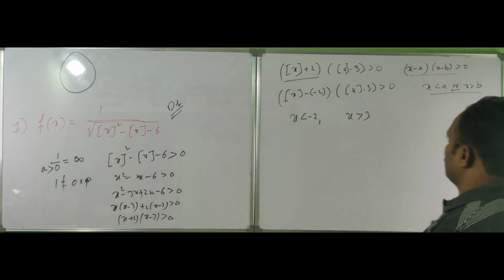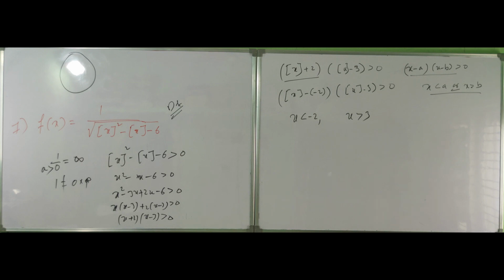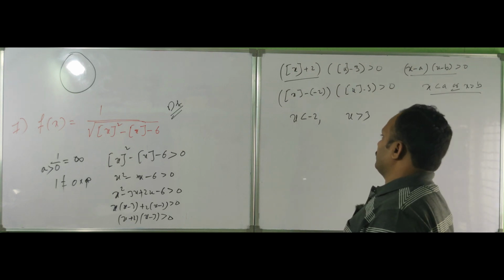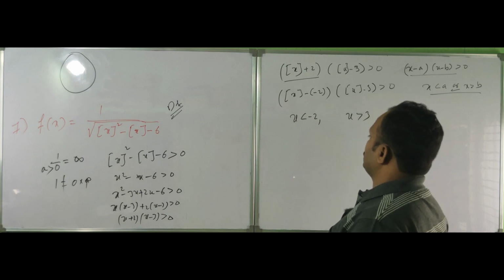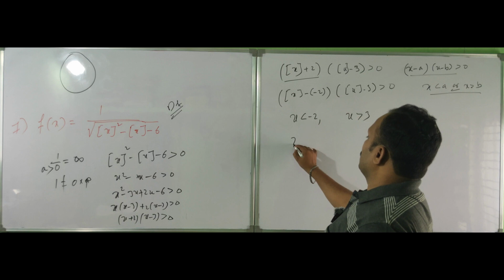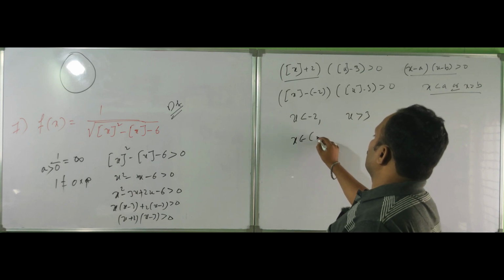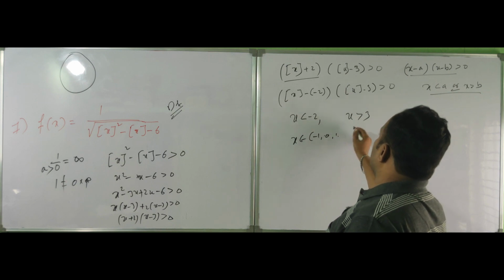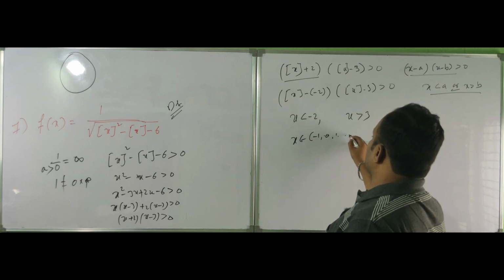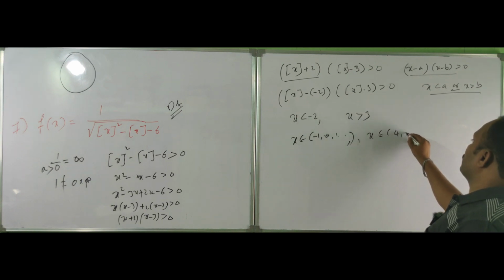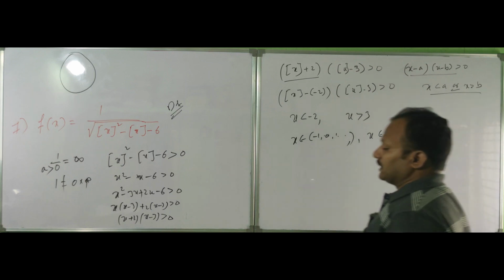It goes to the right side. Now the domain: they ask for the condition. x is less than minus 2 means x belongs to minus 1, 0, 1, and x greater than 3 means 4, 5. Like this only.